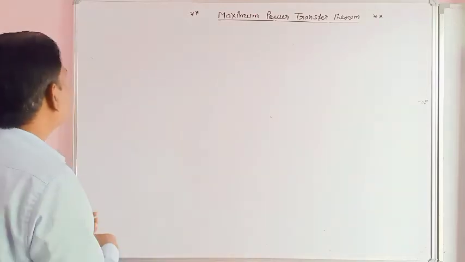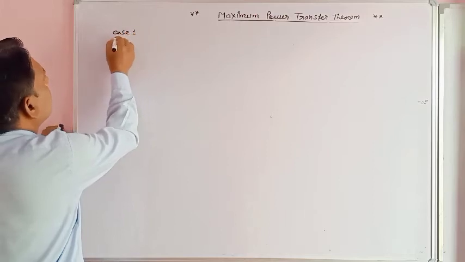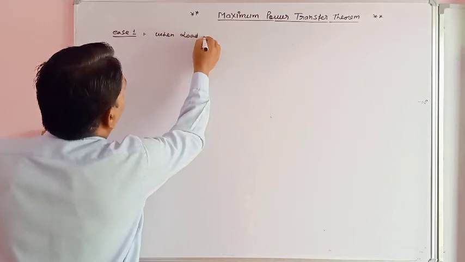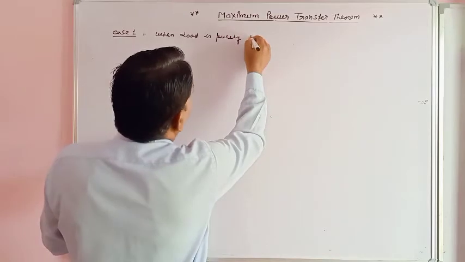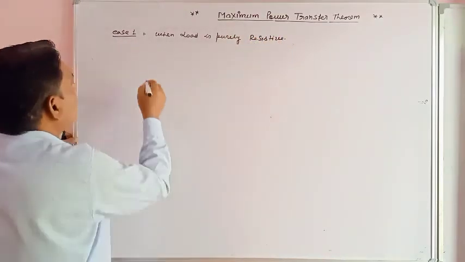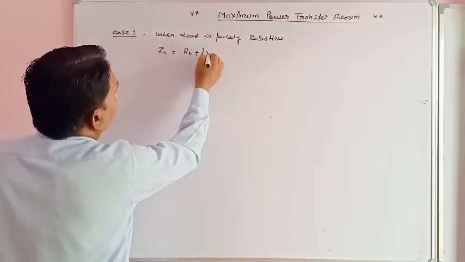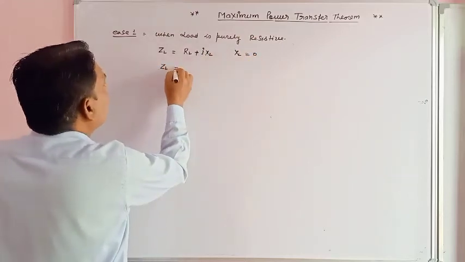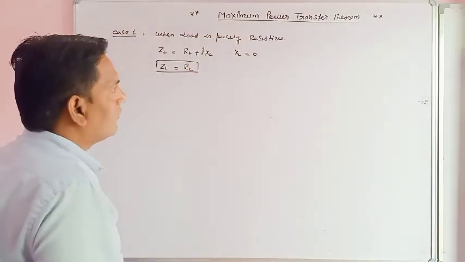Okay, so case number first: when the load is purely resistive. It means ZL is equal to RL plus jXL. Now XL is 0, so ZL is equal to only R. We are applying this condition. So our network will be like that.